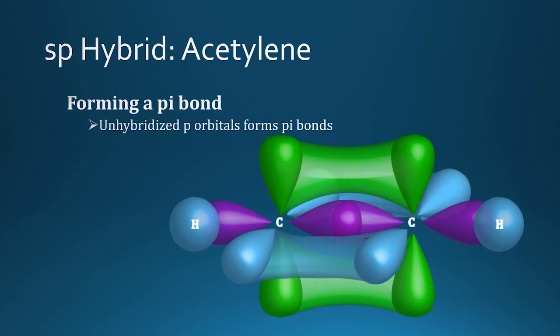The two unused 2p orbitals that remain unhybridized form two pi bonds. Pi bonds have the highest electron density at the center of the two lobes, above and below the sigma bond. Since a pi bond overlaps sideways, it is weaker than the sigma bonds.